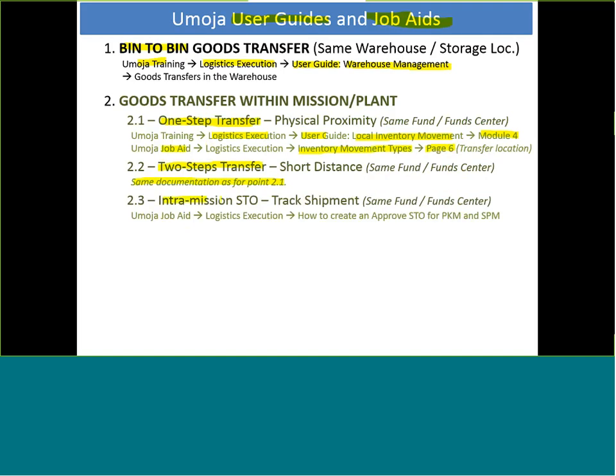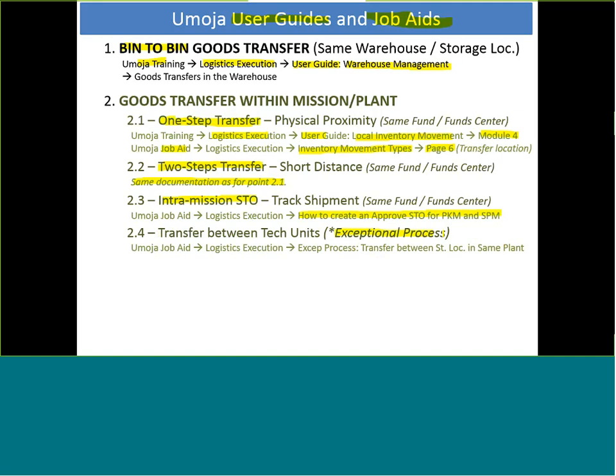For the intra-mission STO, okay, there is a specific job aid for STOs, for peacekeeping and special political missions. But as I said before, this particular process is not being used much by the missions. So missions are using one-step and two-step transfers.